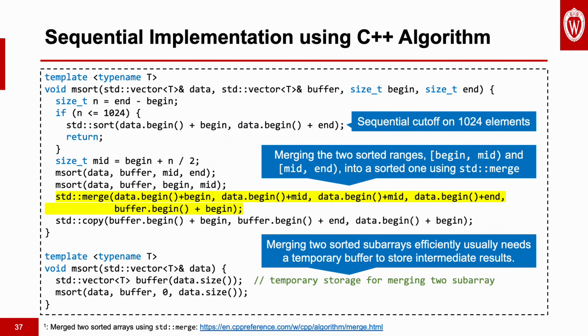This slide shows the sequential implementation using the C++ algorithm library. In this implementation, we set the cutoff at 1024 elements. If the array is smaller than that, we just sort it sequentially. Otherwise, we recursively split the data array into 2 halves, sort each half independently, and then merge the 2 sorted subarrays into a sorted one using std::merge. Notice that we use a buffer to assist the merge process as required by the C++ merge algorithm. As you know, merging 2 sorted subarrays efficiently usually needs a temporary buffer to store the intermediate results.